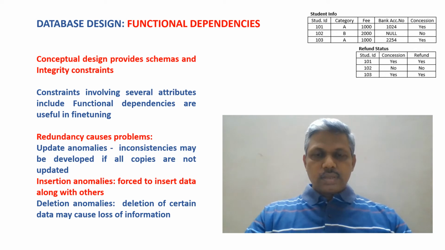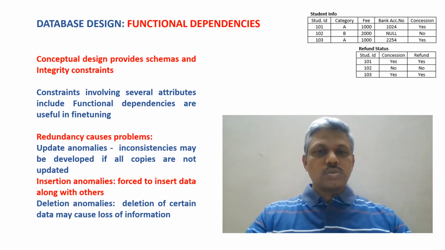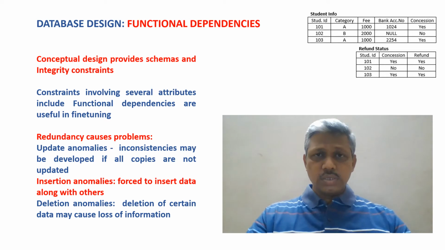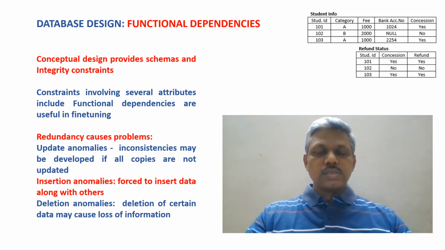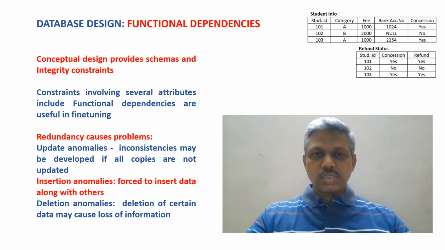This is an example that we have seen. Imagine a table consisting of 10,000 rows with such kind of information. Imagine the space that it occupies, which is one issue. Not only space, but there are three types of anomalies that may creep in because of such repetitions or redundancy. They can be classified as update anomalies, delete anomalies, and insertion anomalies.